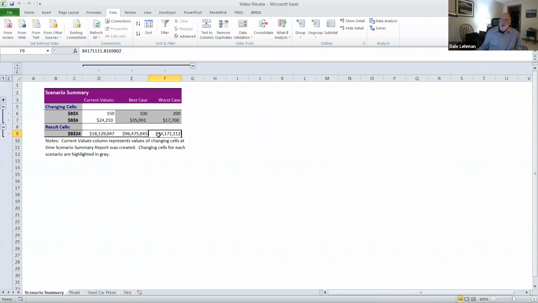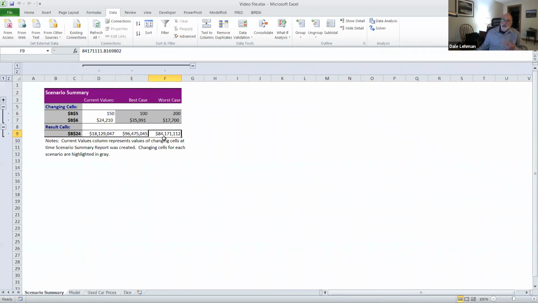Well, it doesn't seem like a worst case when our base case actually comes out lower. So that's one problem with this, is that they're not clearly best and worst case, because there must be some interaction between the value of the used car and the price sensitivity that makes our base case actually worse than what was done as the worst case.